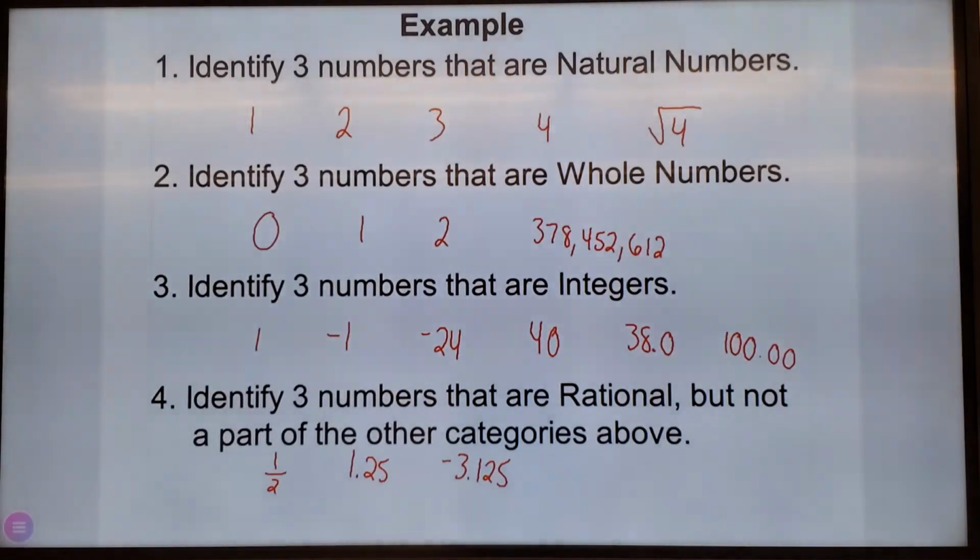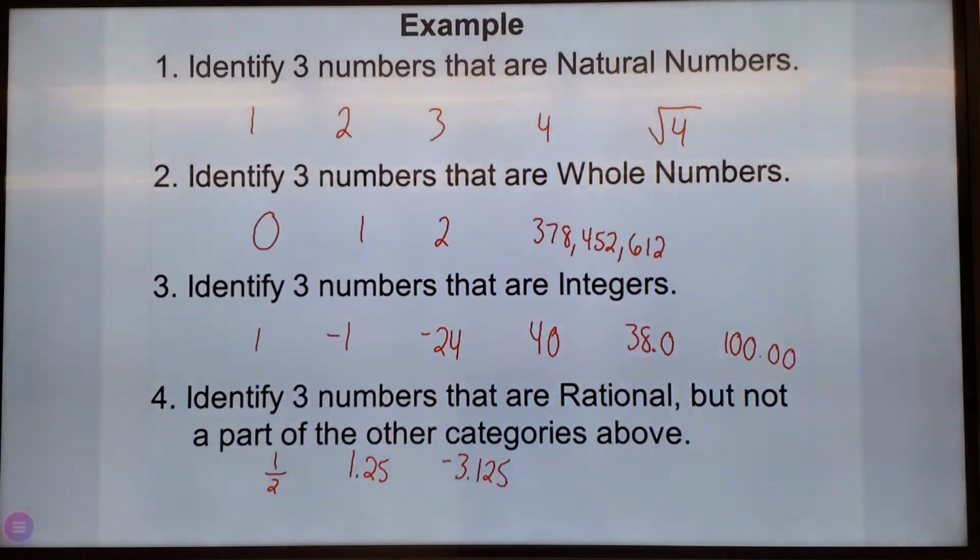So if I give you something like the square root of 4, I don't want you to view it as the square root of 4. I want you to view that as 2, because the square root of 4 is 2. Okay? So that's why it's under natural numbers. It's the same as the second number there, number 2. Number 2 there, identify 3 numbers that are whole numbers. Notice again, I had fun with this. I put 0, 1, 2, and then 378,452,612.